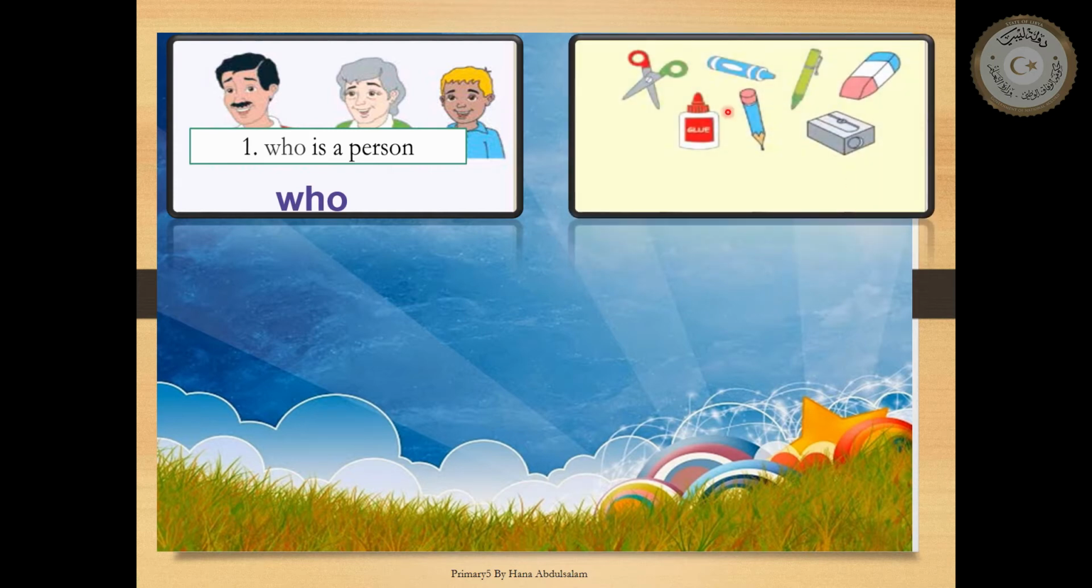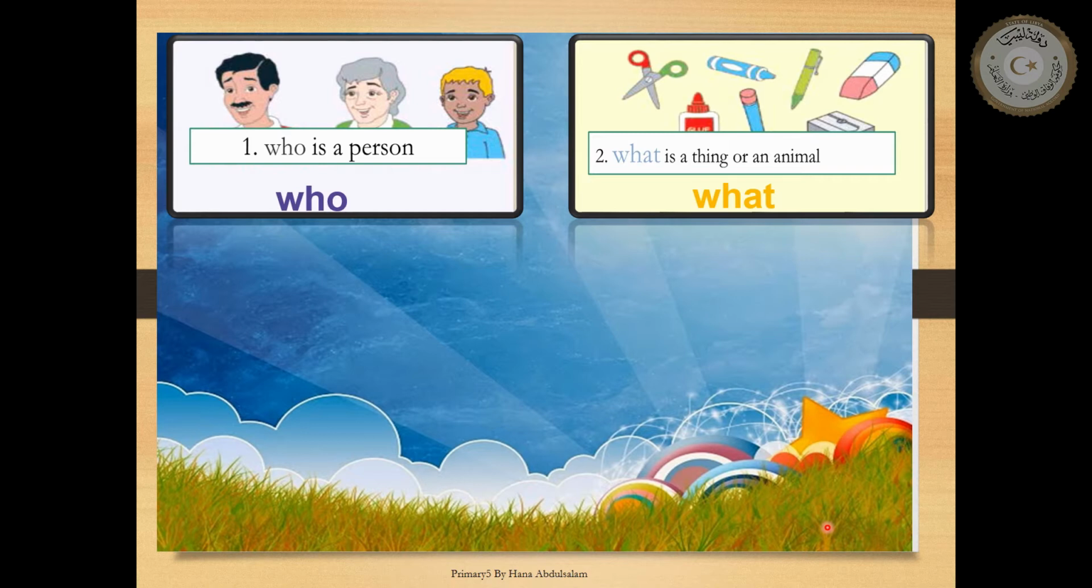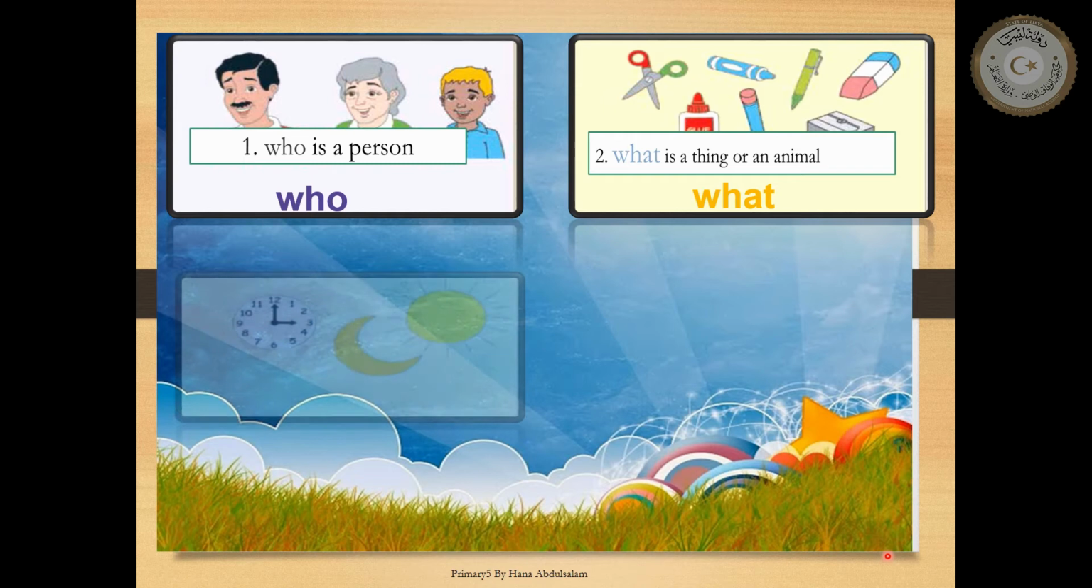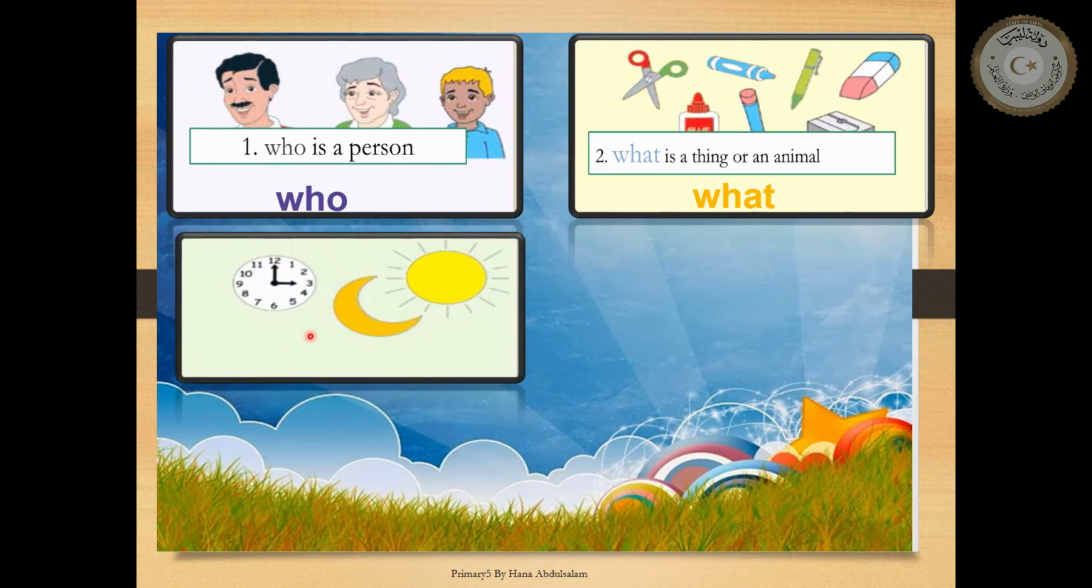The second picture shows different things: pencil, crayon, pen, rubber, scissors. So the WH question is what. What is a thing or an animal. Who is a person. What's this? What is it? Third picture: time, 3 o'clock, day, night. So we use when, because when is a time.